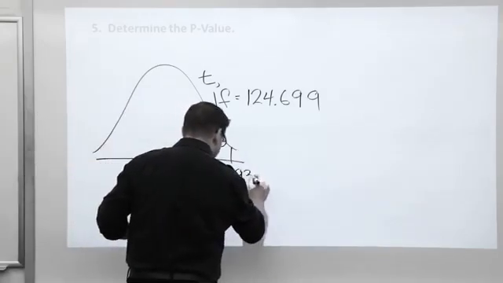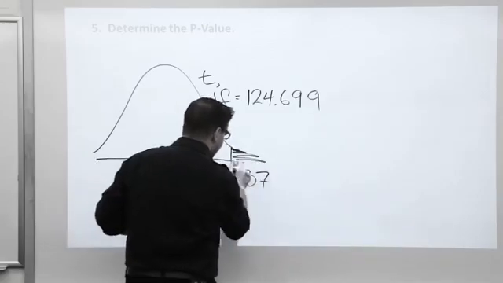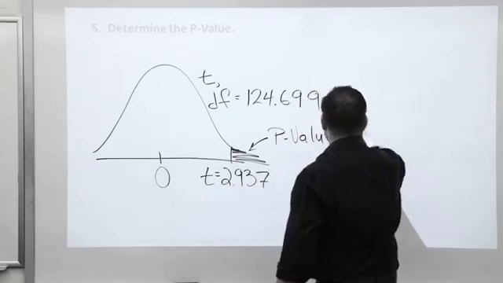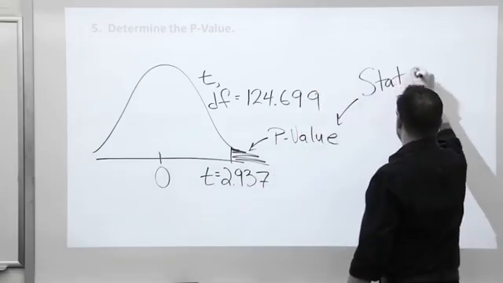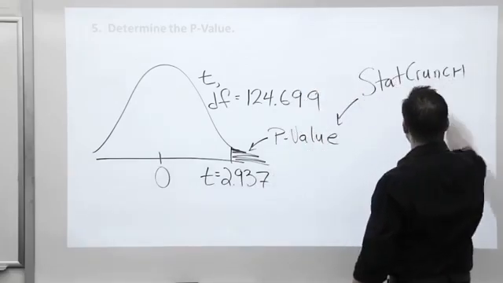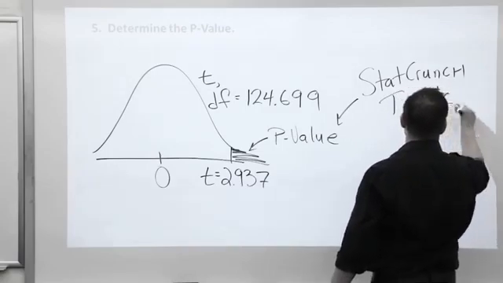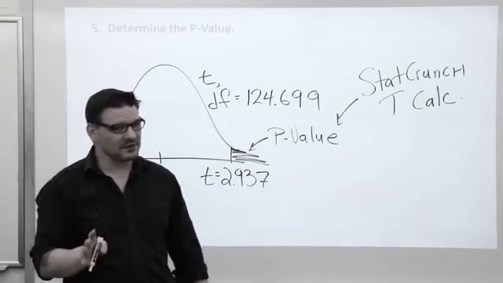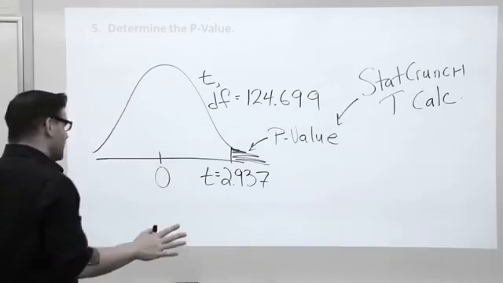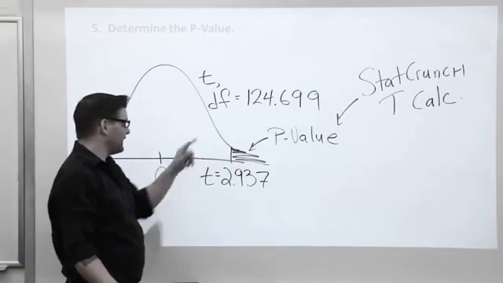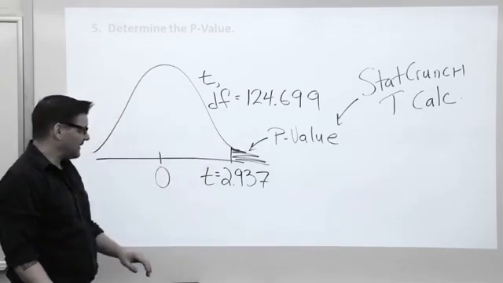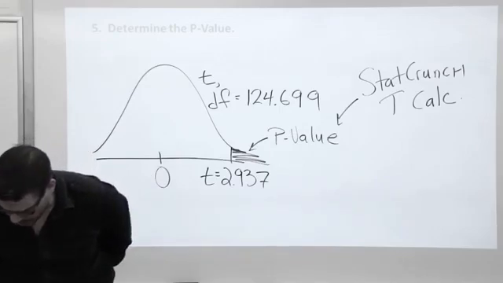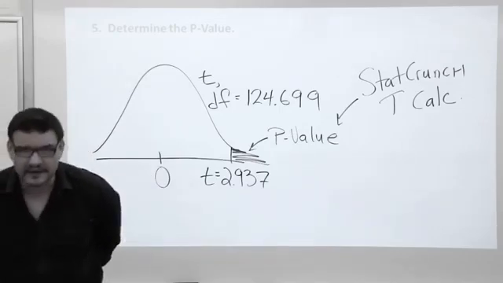Here's my 2.937. And if I shade this, that is the p-value. Of course, to get that, I would use the StatCrunch T calculator. We've done enough of them, I've got to presume as college students you could go to StatCrunch and just get this number. I shade up, I put the degrees of freedom in, I go up, and I'll get that p-value. It's got to be small. What is it? Oh, 0.002.